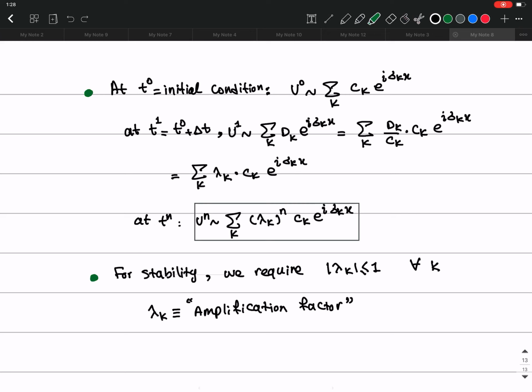So next lecture, I'm going to solve some examples of this method for finding the stability of finite difference approximations.